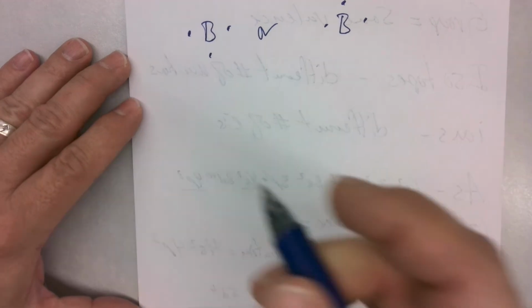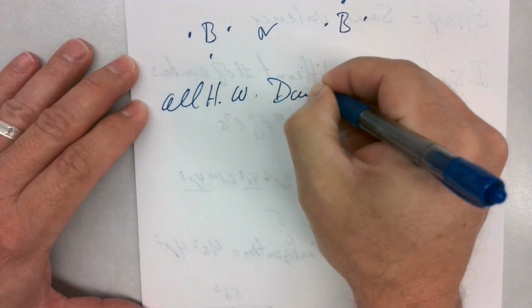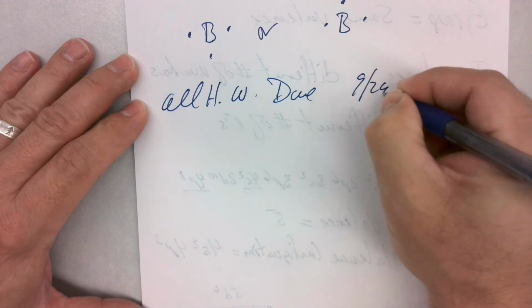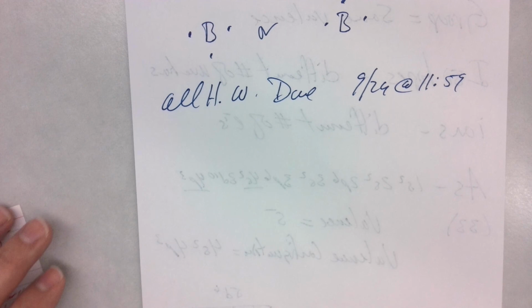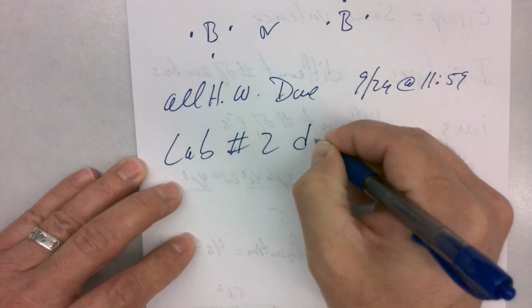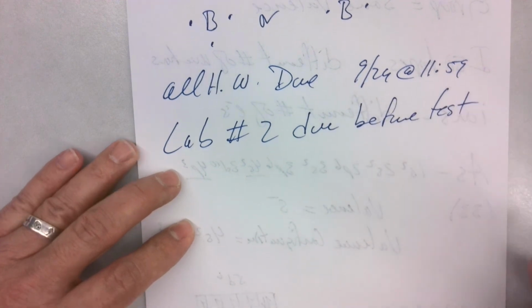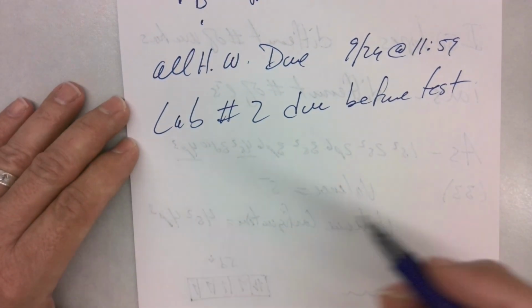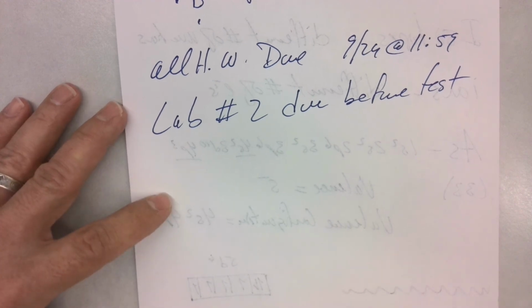So while I'm at it, think about this. All homework is due 9/29 at 11:59. Remember, right? That's tomorrow night, 11:59. Okay. Lab number 2 is due before the test. So when you walk in, lab dues. And I realize that Wednesday is a short day, but we only took a half hour on the last test anyway, so I wasn't real concerned about the time limit.